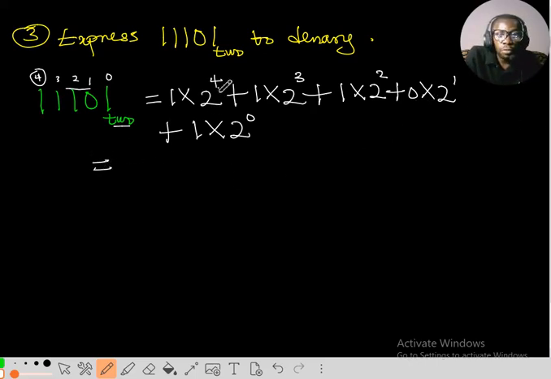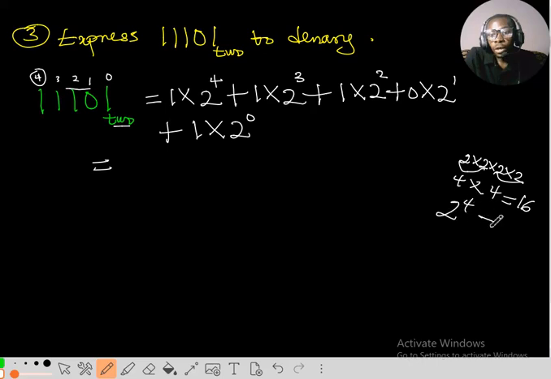If I want to simplify it, 2 raised to power 4 means 2 times 2 times 2 times 2. 2 times 2, 4. 2 times 2 again, 4. So you have 4 times 4, which is going to be 16. So 2 raised to power 4 does not equal 8. Don't say 2 times 4, that's wrong. It means 2 multiplied by itself 4 times, 2 times 2 times 2 times 2.